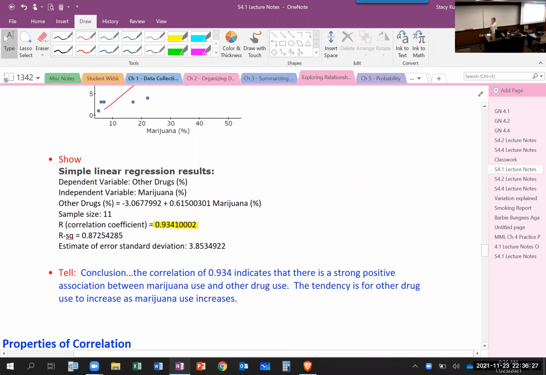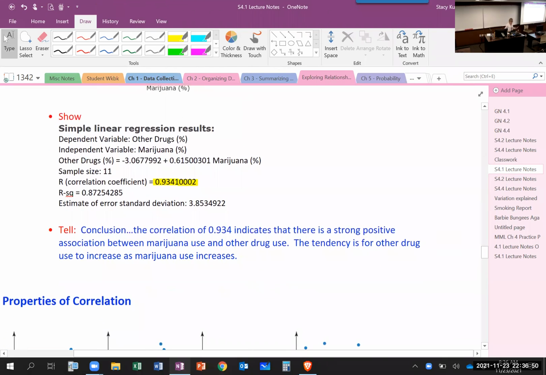but you can see here that the equation that was given to us falls on this line right here, where it says our other drugs, right, our y variable is going to be equal to this value times, that would be the slope, if you remember what the slope looks like, times our x variable. It's the slope-intercept point.